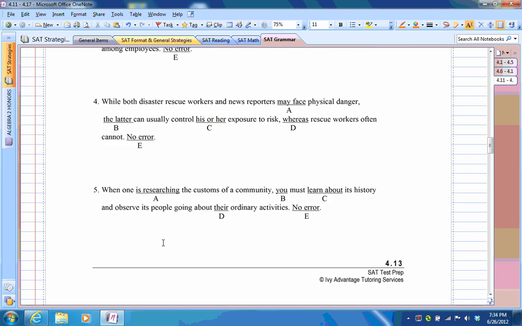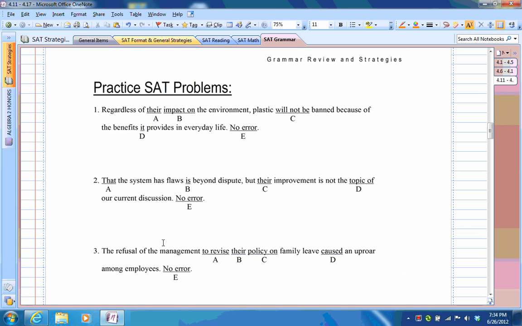So here's some practice. What might be a good idea is to pause the video. Of course, this requires a bit of diligence on your part. Pause the video, work on these problems, and then play the video and see if you get it right.